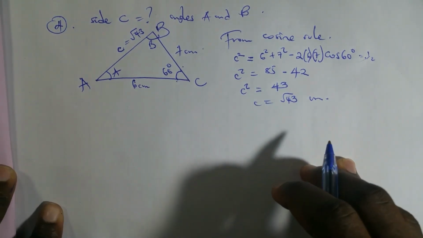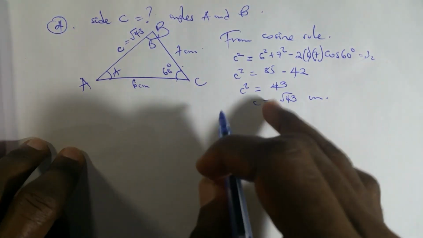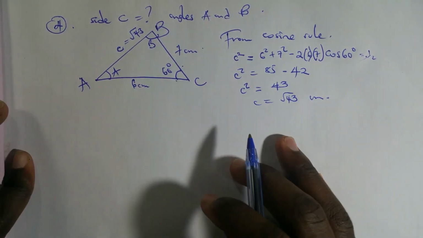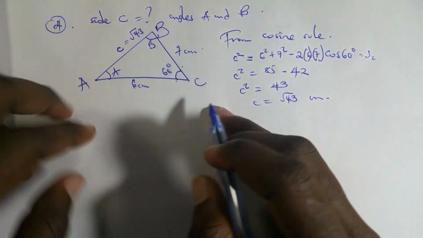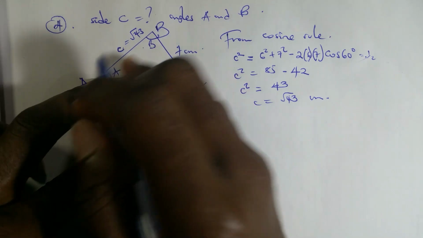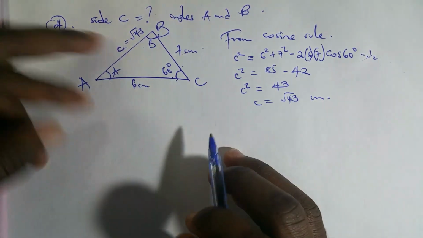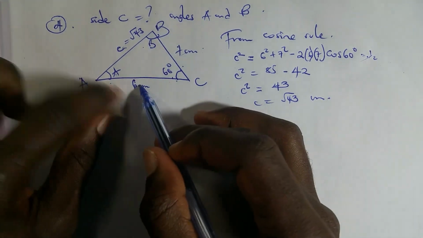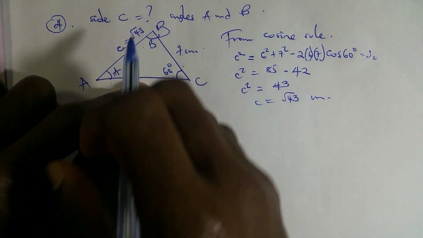So we have got our c. It is a distance, so we don't need to consider the positive and negative sides of c. Distance can never be negative. So now we have got our c, and since we have the sides, we can now use them to get angle A. But it's better we start with the smaller one, because the smaller side will always give a smaller angle.